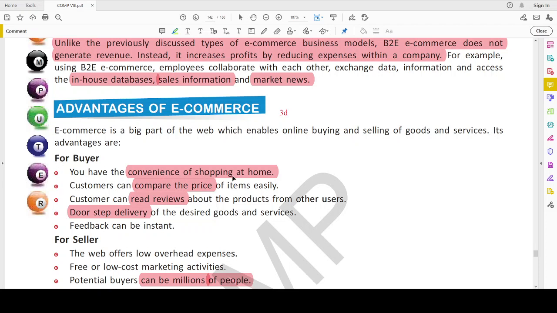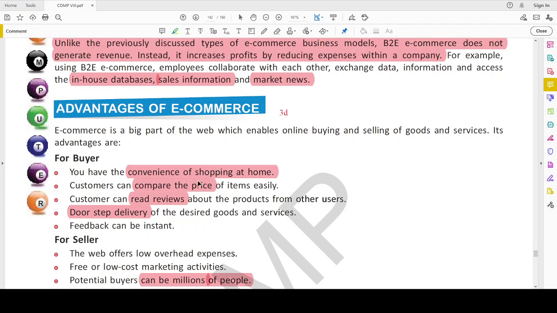So convenience of shopping at home. You don't have to go to the shop or the market, traveling all the way, and you don't have to take the trouble of traveling. Sit back, relax, and check the products that are available at a nearby store with all the comfort of your home, and compare the prices also. Read the reviews about the items that are given by the other users of the product. So you do all these sitting at your home.